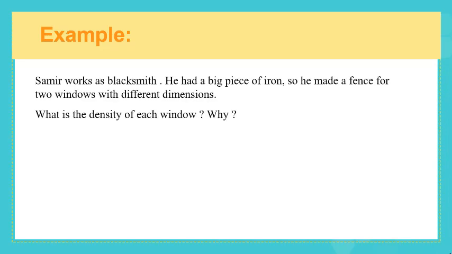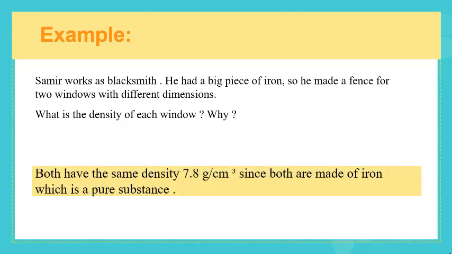Example: Samir works as a blacksmith. He had a big piece of iron, so he made a fence for 2 windows with different dimensions. What is the density of each window? Why? Both have the same density, 7.8 gram per centimeter cube, since both are made up of iron, which is a pure substance.